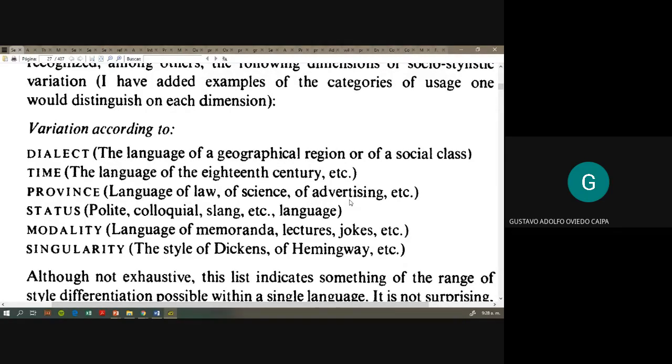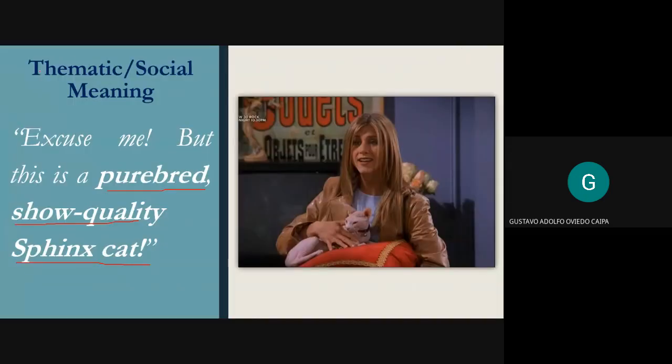I don't know how to call that, right? Status will be polite, very polite. It's not colloquial because this is very technical language, right? So then again, thematic in the way that she organizes her message, and social in the terminology that she's using, right? Those two things.